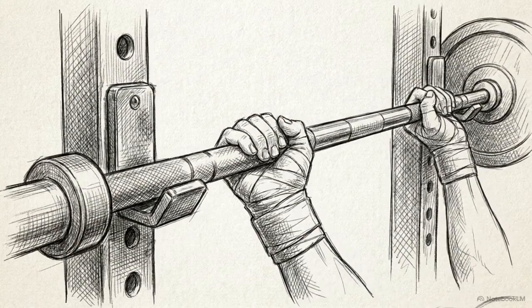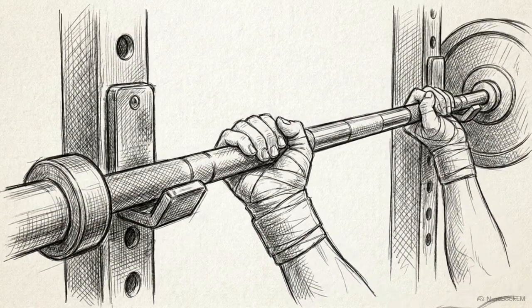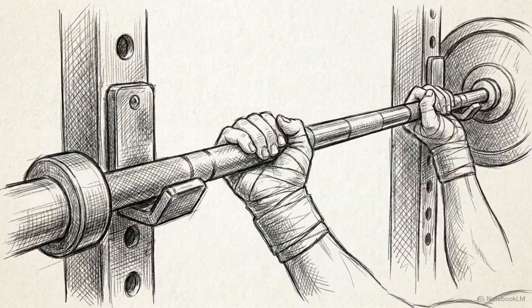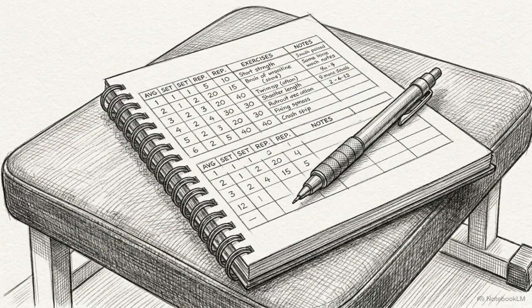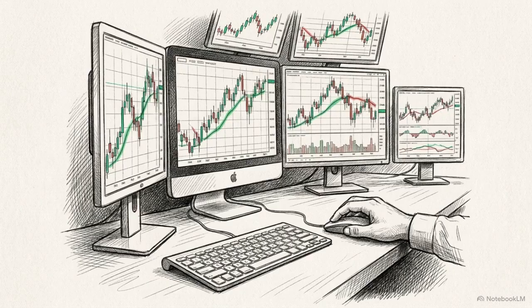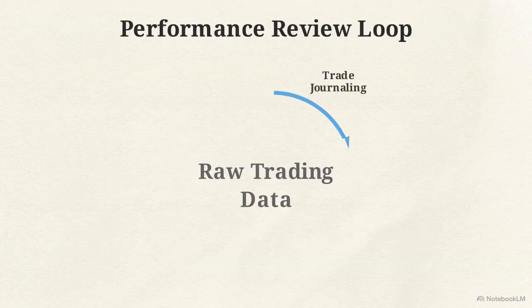Look at any professional athlete. They don't just walk into a gym, load the bar with random weights, and hope to get stronger. They track their reps, adjust their workouts, and measure their progress over time. To survive in trading, you have to adopt that exact same structured regimen. In this video, we are going to build your performance review loop.